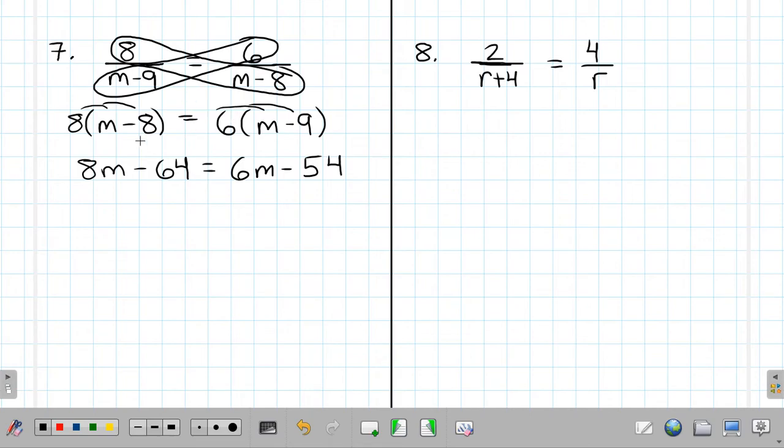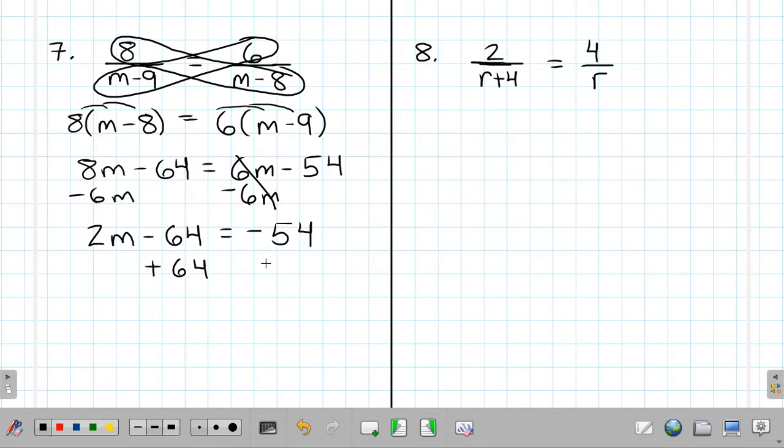And then, like I said, same exact thing here. Once we get through with the distributing, we just have an equation with variables on both sides. I'm going to subtract 6m. So 8m minus 6m is 2m. We still have the minus 64 is equal to, 6m's go away, so we are left with negative 54. And then once again, two-step equation where I'm going to add 64, add 64.